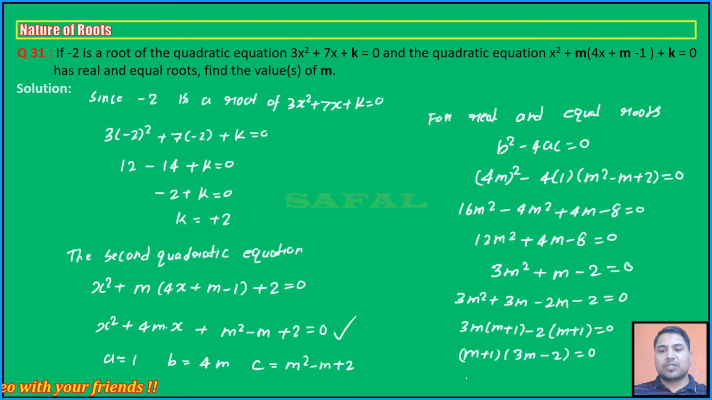So the value of m from the first factor I will get minus 1, from the second one I will get 2 by 3. So that means the values of m are minus 1 and 2 by 3. So the given quadratic equation will have real and equal roots for m equals either minus 1 or 2 by 3. It was a nice question.